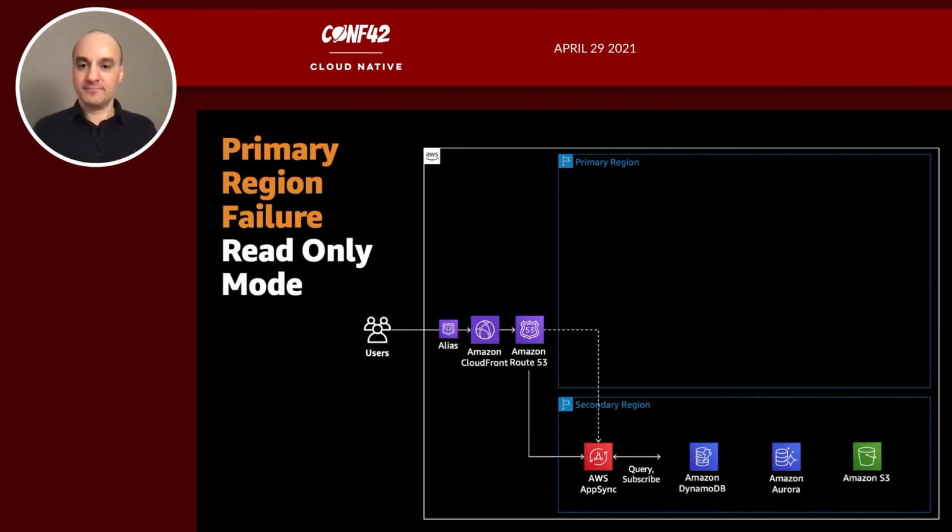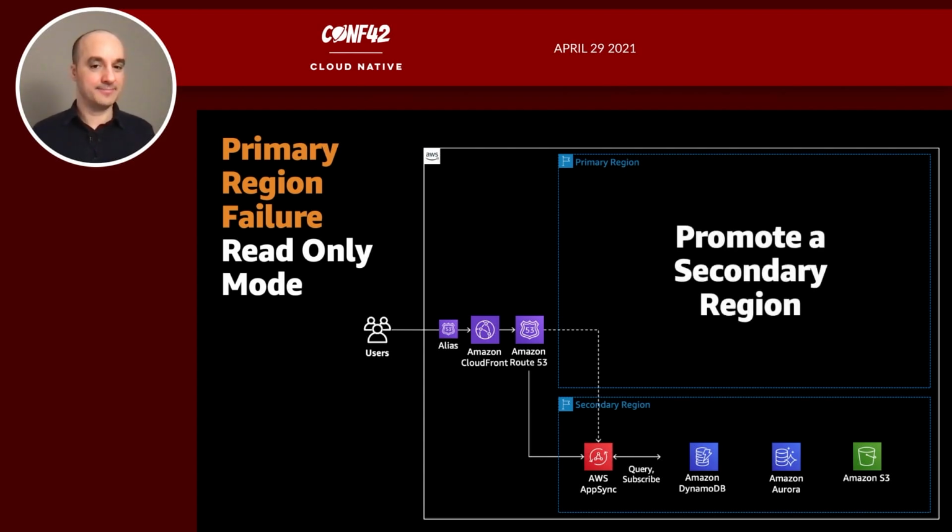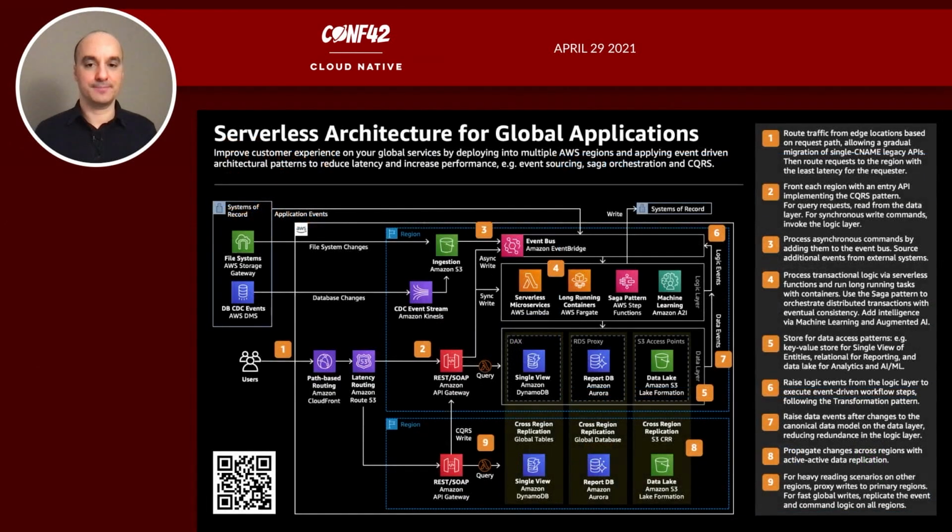On the other hand, upon a primary region failure, the application will enter a read-only mode. If the expected duration of the outage is acceptable by the business, then the application may continue to run with limited functionalities until the primary region recovers. Otherwise, a secondary region should be promoted to primary at this point by activating the failover or the disaster recovery procedures. This reference architecture is publicly available on the AWS Architecture Center.